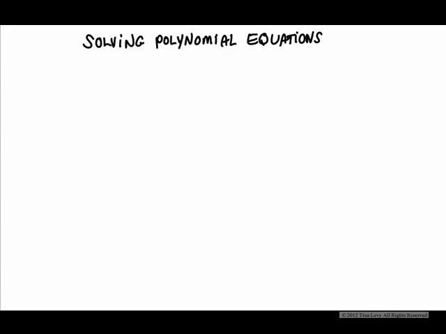We're going to solve polynomial equations. So to start with, let's look at an example of a polynomial equation. x squared minus 5x plus 6 is 0, and I want to solve for x. What I'm looking for is an x value which, when I square it and subtract 5 times it and add 6, we come up with 0.